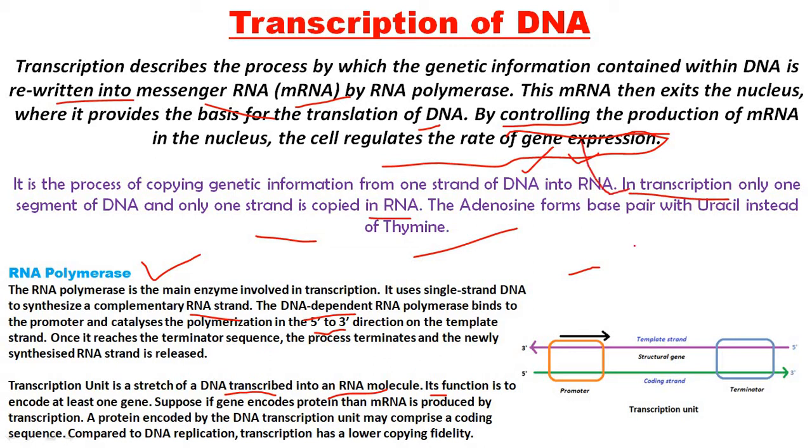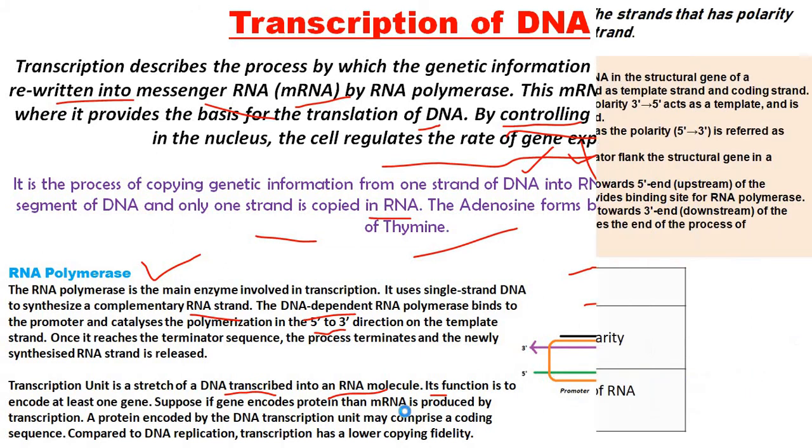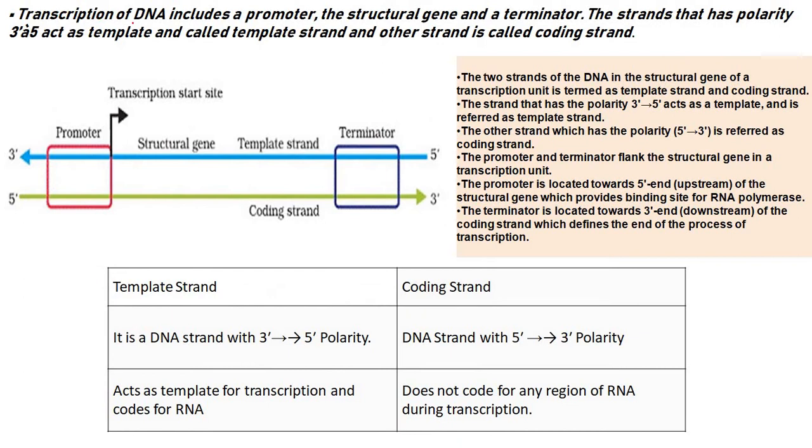So here you can see a transcription unit given in this figure or diagram. It's a promoter, it's a template strand of the DNA, it's a structural gene. This is a coding strand which will be expressed as a protein in a later phase during the translation, and this is the terminator portion of the transcription unit. The transcription unit of DNA includes a promoter, as I've told you, the structural gene, and a terminator.